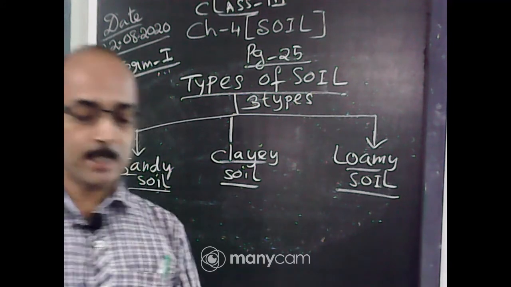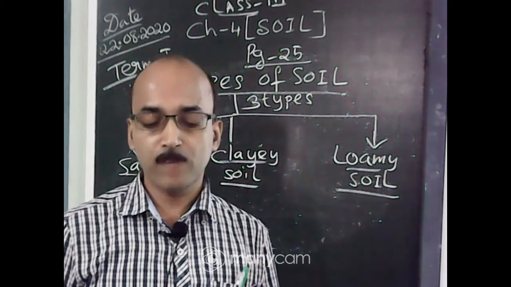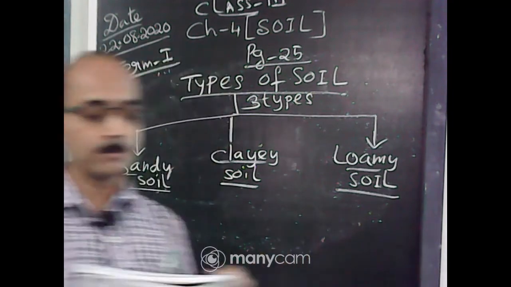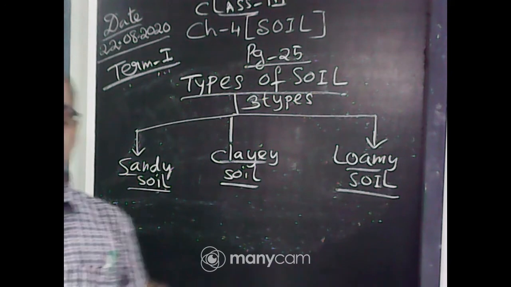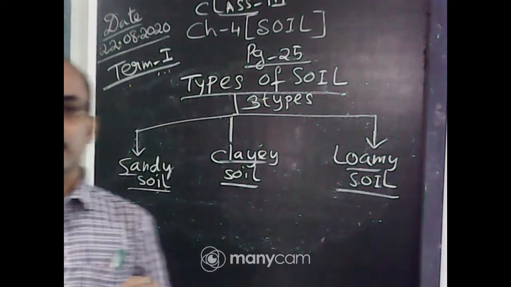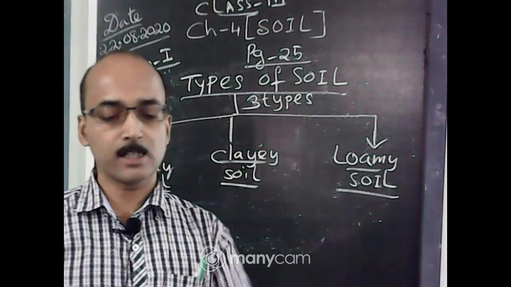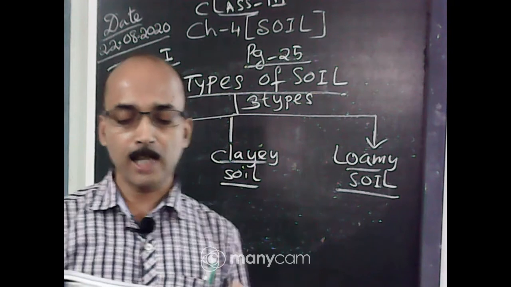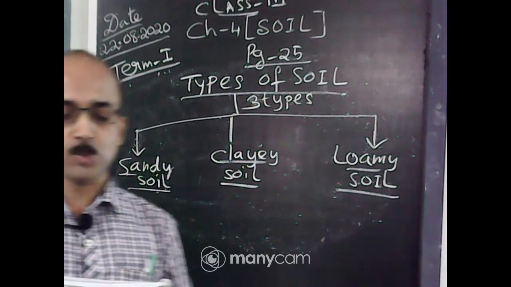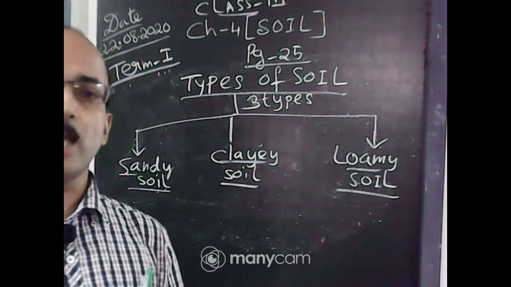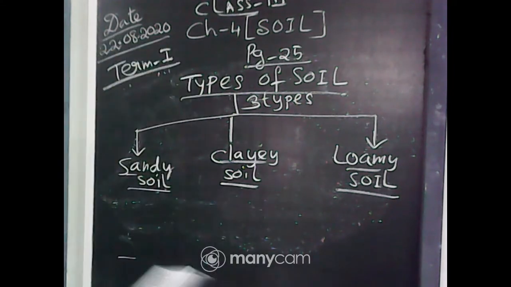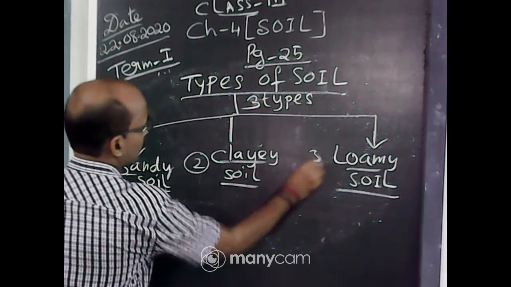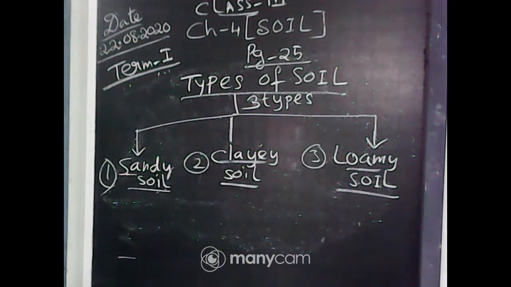So, let us read it out, you will follow. Soils differ in color, particle size and amount of air and water. We will underline this one. Soil differs in color, particle size and amount of air and water. Underline this one. There are 3 types of soils: sandy soil, clay soil and loamy soil. I have written it here also.